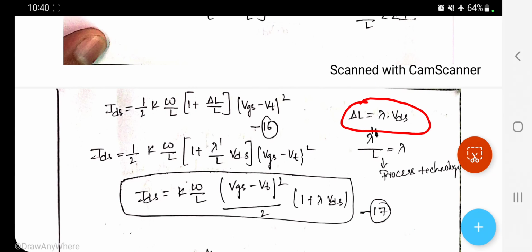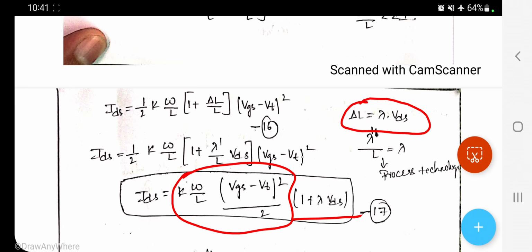By definition it is, where lambda is called the channel length modulation factor. So here we get 1 plus lambda dash by L. Lambda dash you can take as lambda also, the channel length modulation factor, into VDS. So finally what is important here is this equation: K into W by L into (VGS minus VT) square by 2 is the saturation current equation.